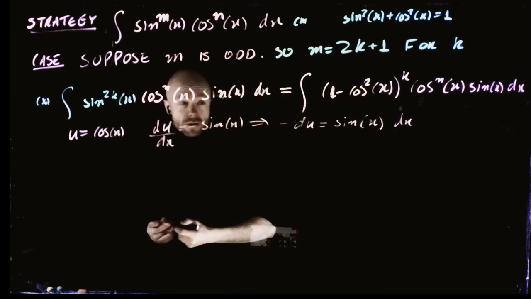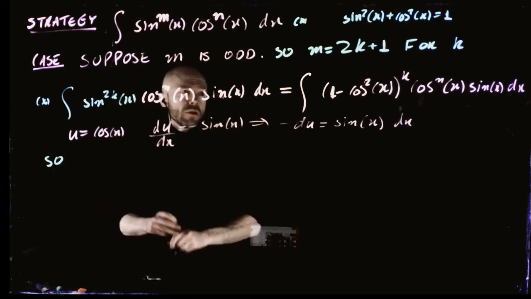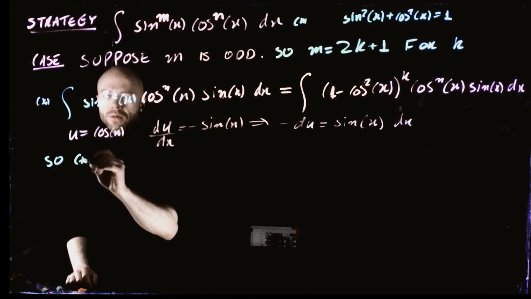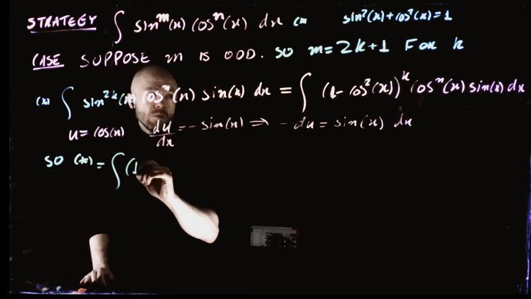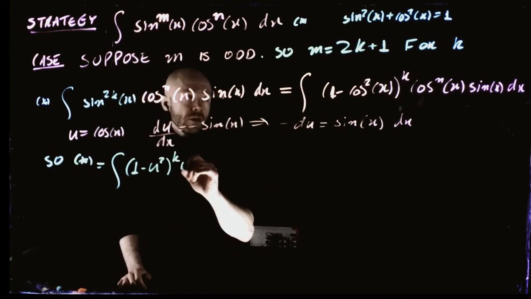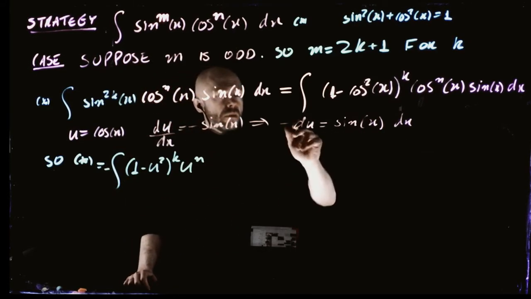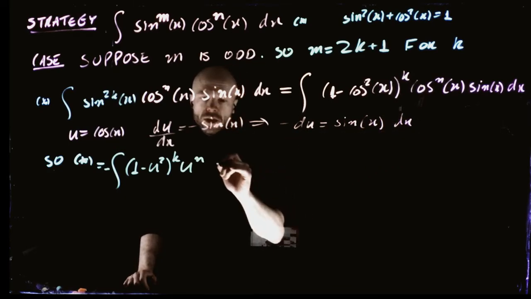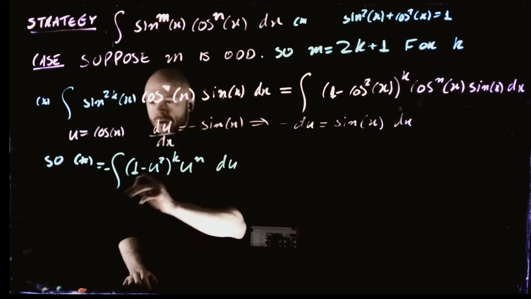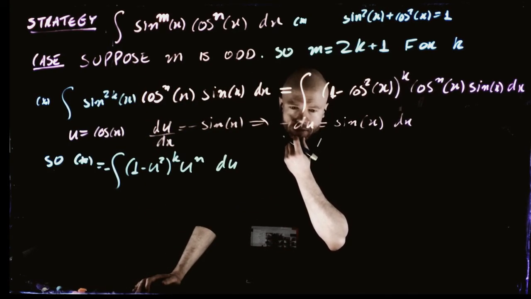And we're in good shape, right? Because then this entire expression becomes the integral of 1 minus u squared to the k, and then this thing will be u to the n, and now we're going to put a minus sign in front because it's minus du is this thing, so then we just have du, and this is just a polynomial in u, and we can integrate it, right? Give me a thumbs up if you are happy with this. Cool. Yeah? So this case we can do, yeah?